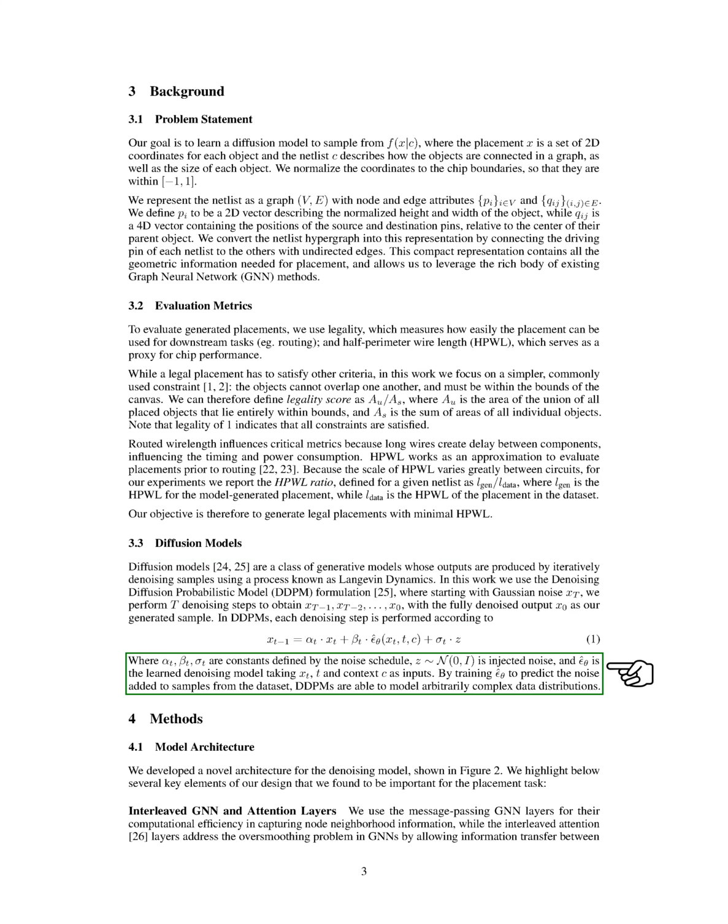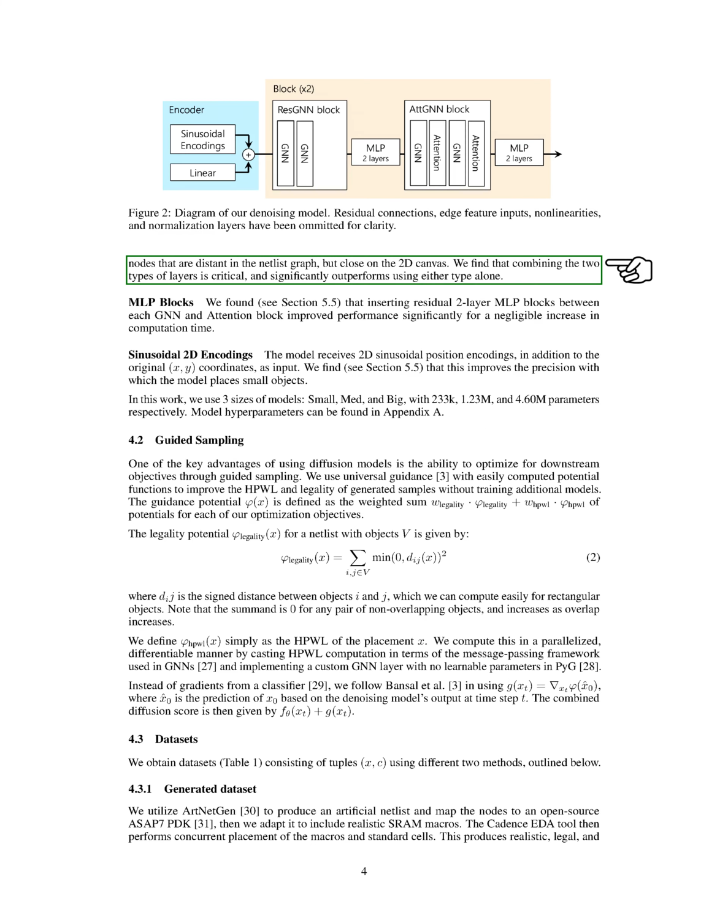Each denoising step involves injecting noise and applying a learned denoising model. By training this model to predict added noise, DDPMs can handle complex data distributions effectively. Our model architecture includes GNN and attention layers interleaved to capture both local and distant node information efficiently. We also incorporate MLP blocks between GNN and attention layers to enhance performance without significant computational overhead.